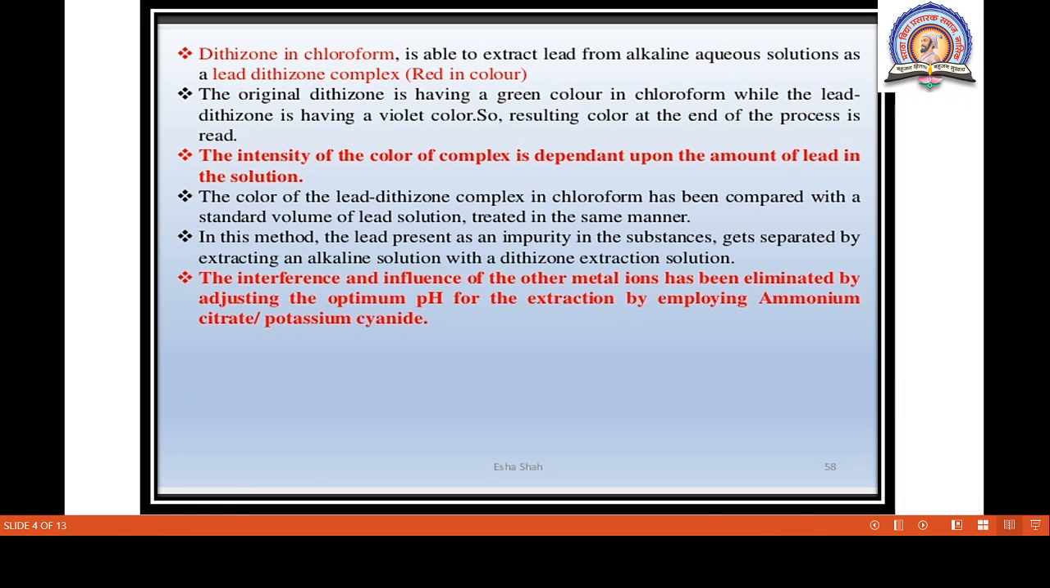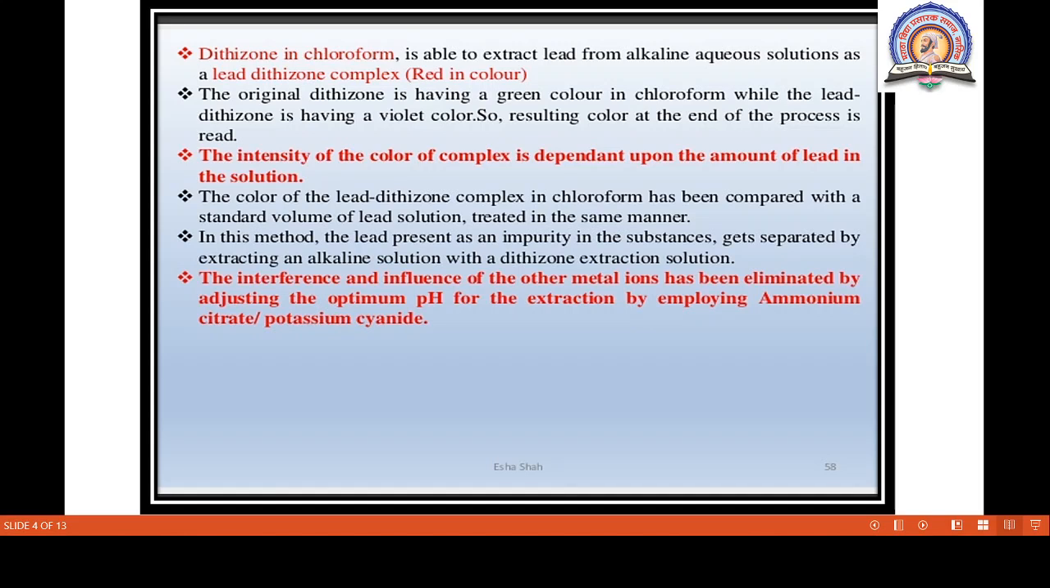Dithizone in chloroform is able to extract lead from an alkaline aqueous solution as a lead dithizone complex, which is red in color. The original dithizone has a green color in chloroform, while the lead dithizone has a violet color. So the resulting color at the end of the process is red. The intensity of the color of the complex depends upon the amount of lead in the solution. It means the more the lead, the more intense the color of that complex is.